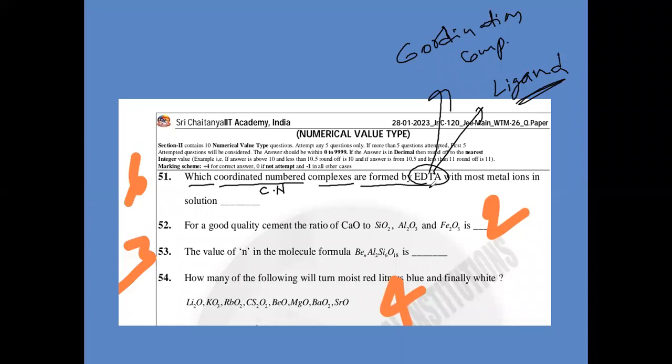So remember that EDTA will always exhibit a coordination number of 6. The coordination number 6 is shown by complexes in which EDTA acts as a ligand. It is ethylene diamine tetraacetic acid. The full form and everything we'll study in another lesson, coordination chemistry.